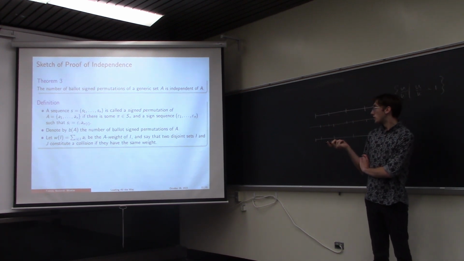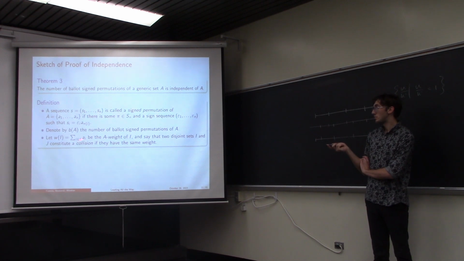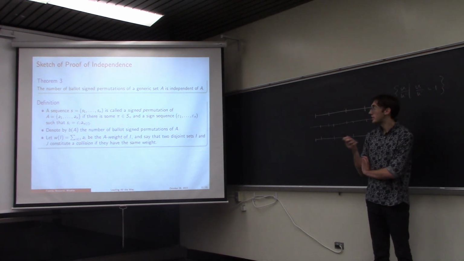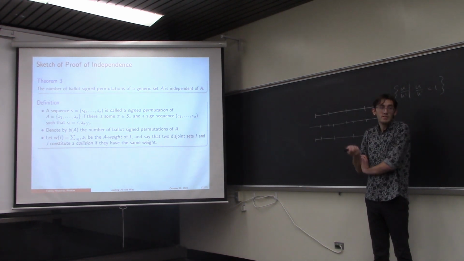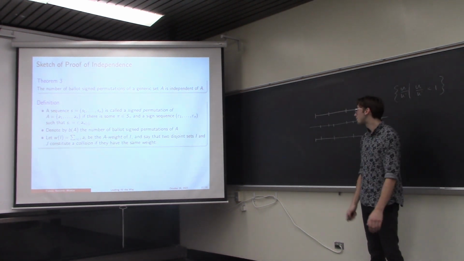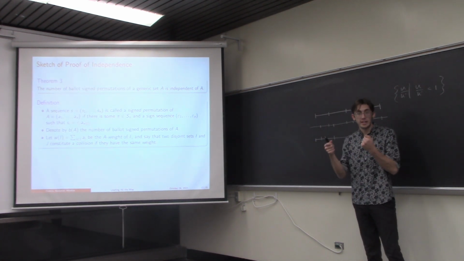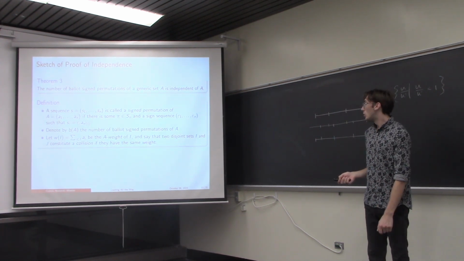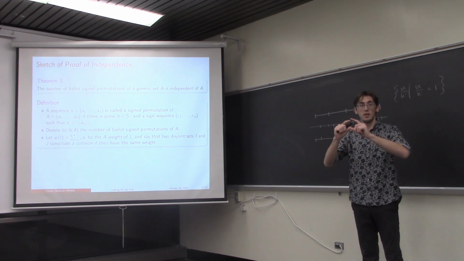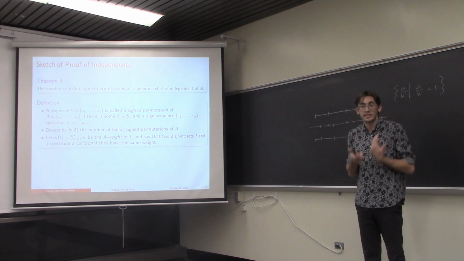So we're going to sum over this index set I all of the numbers that are indexed in I. So given a set A, we sum the elements in I, and that's the weight of the set. And we say that two disjoint sets, I and J, which are the index sets, form a collision if they have the same weight.